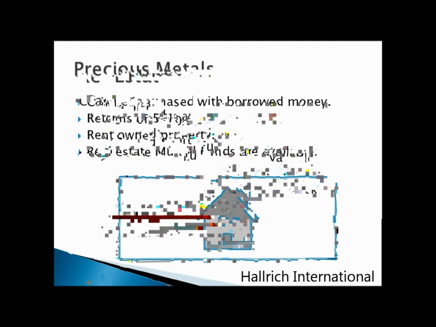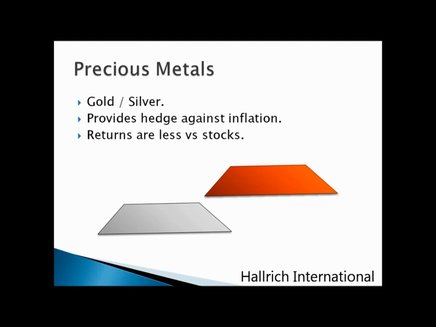The next one is precious metals, such as gold, silver, and so on. This type of investment provides a smaller return, but it provides a hedge against inflation. You may choose to buy actual physical gold and physical silver, or you may buy a stock in gold and a stock in silver.